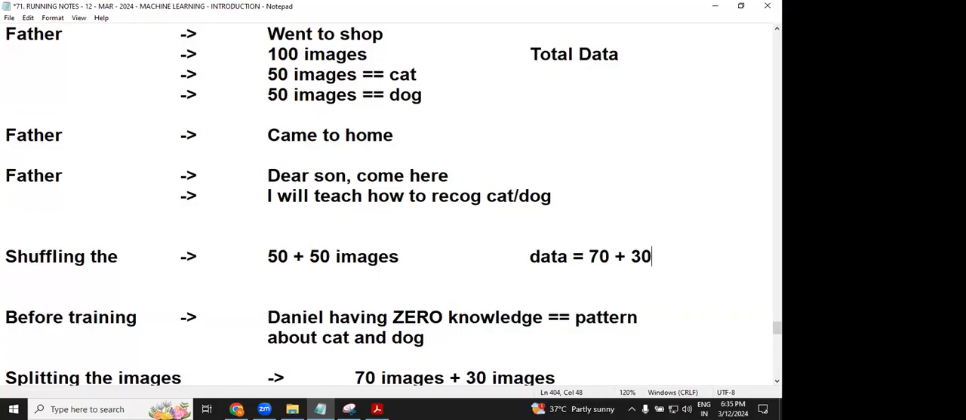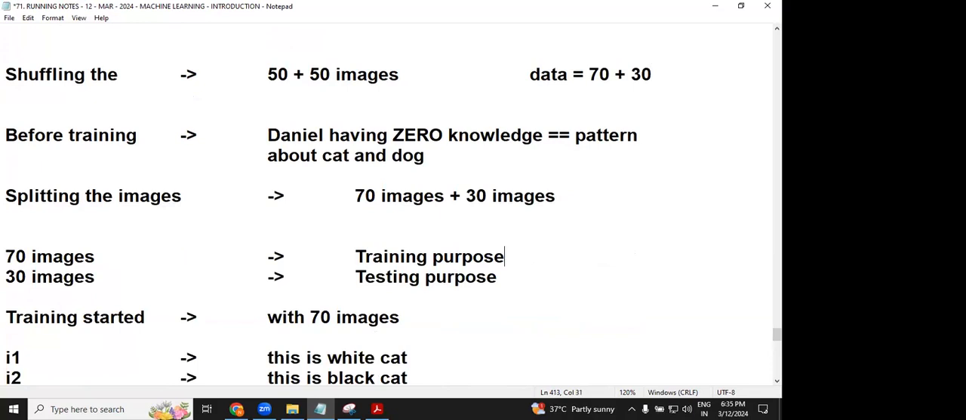Whenever you start giving training to the algorithm for machine learning, there are two phases. For machine learning, there are how many phases? Two. One phase is for training. The other one is for testing.